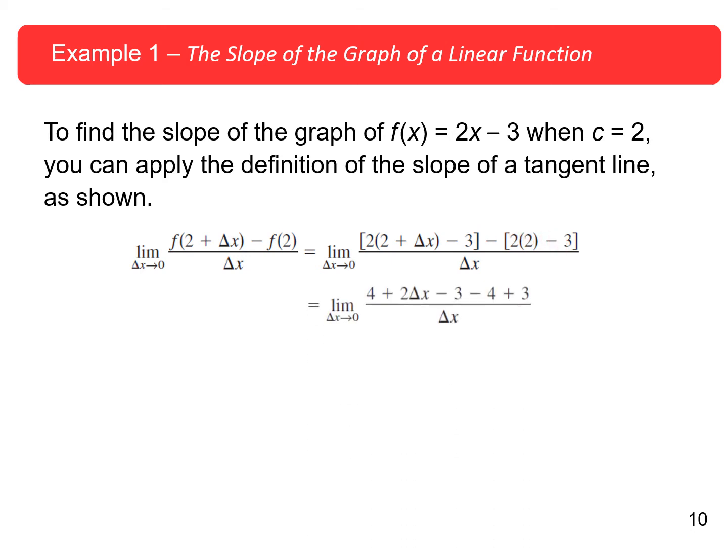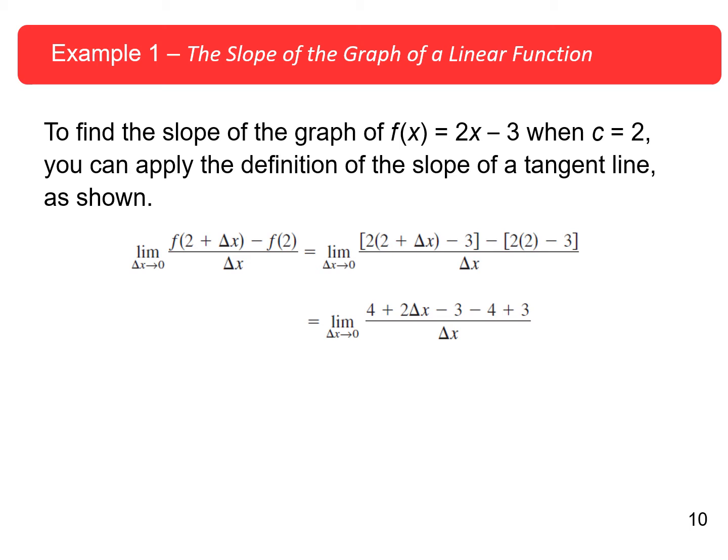And then you simplify it. You distribute the 2 inside the parentheses to remove the parentheses. So you have 4 plus 2 delta x minus 3, and then minus 4 plus 3.